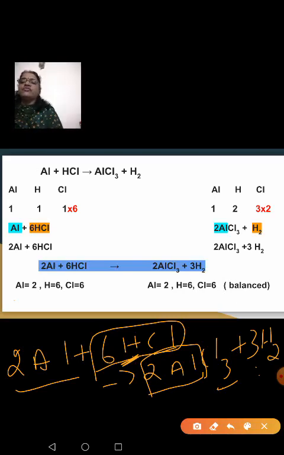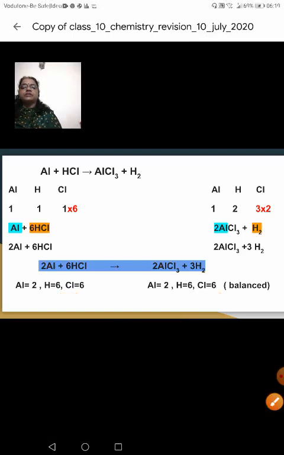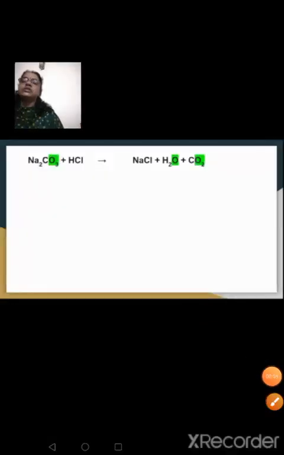So now the number of atoms of elements and the compounds formed are equal. This shows the equation is balanced. Okay, we'll do one more example. This equation Na2CO3 plus HCl gives NaCl plus H2O plus CO2.